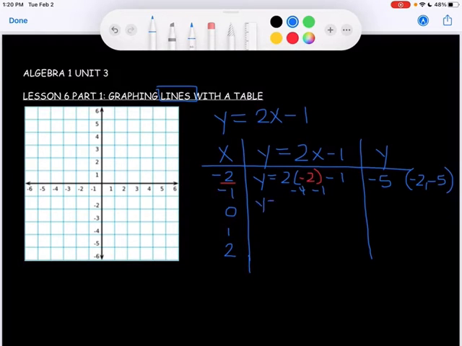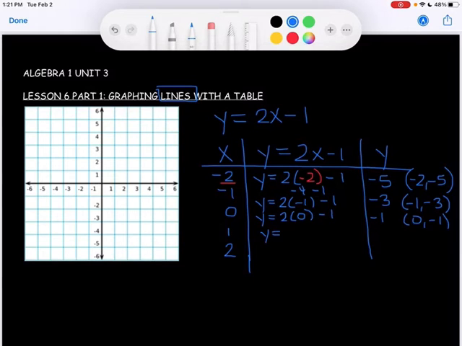So I get y equals 2 times -1 minus 1. Well, 2 times -1 is -2. -2 minus 1 is -3. So our next ordered pair would be -1, -3. Now I can do this with 0. Okay. And in this case, we're going to get -1. So our next ordered pair is 0, -1.